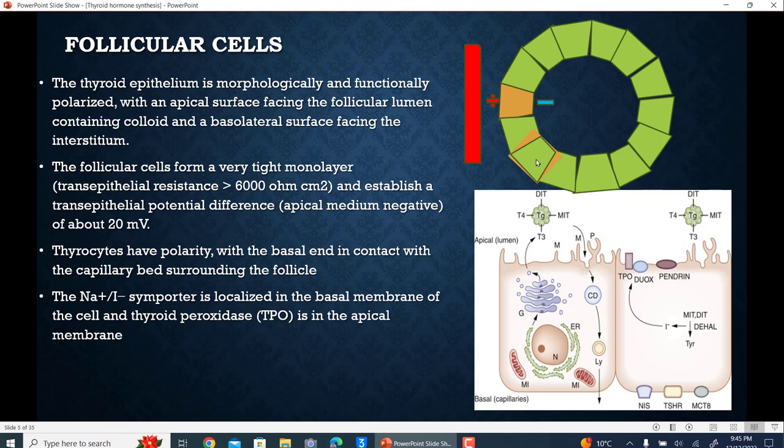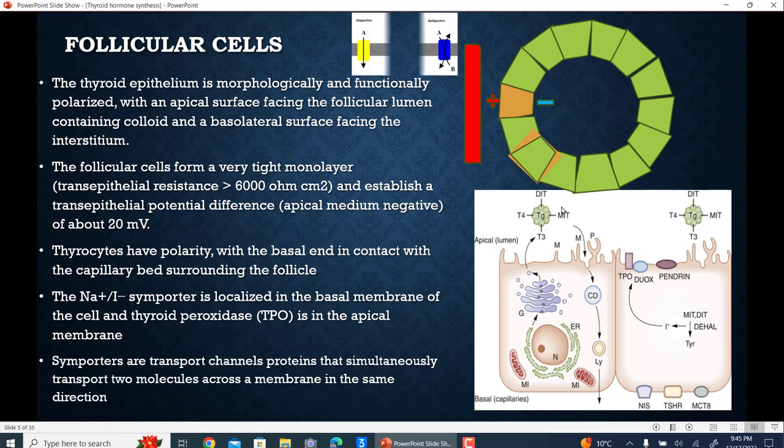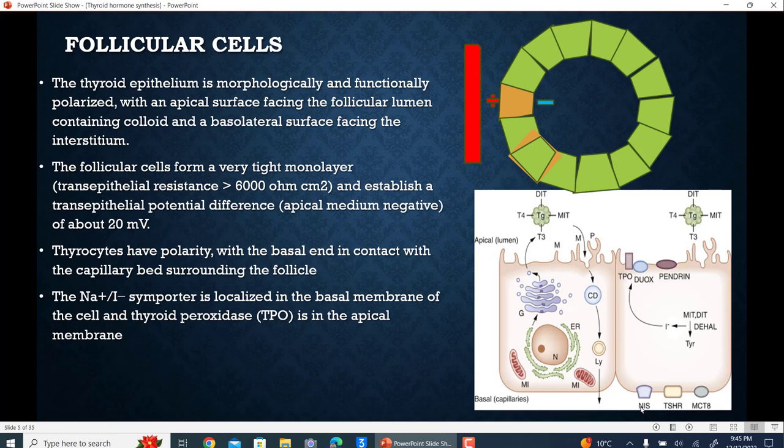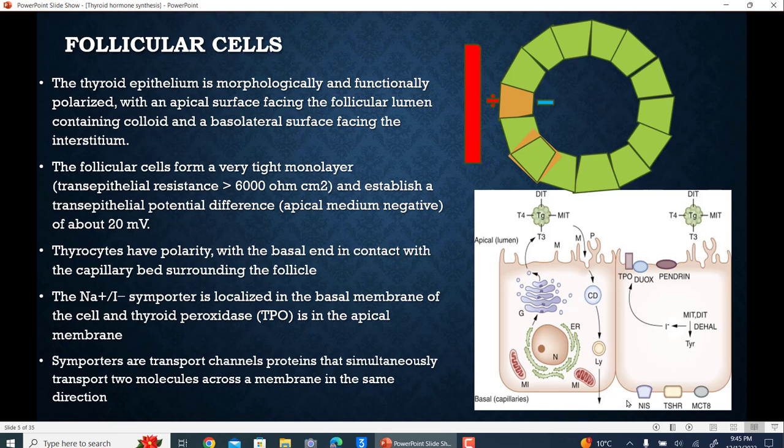The sodium iodide symporter is located in the basal membrane of the cell, and thyroid peroxidase, TPO, is in the apical membrane. Symporters are transport channel proteins that simultaneously transport two molecules across a membrane in the same direction.